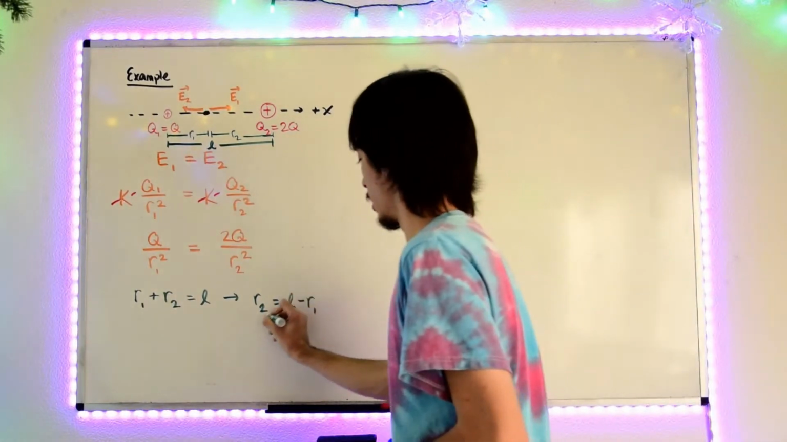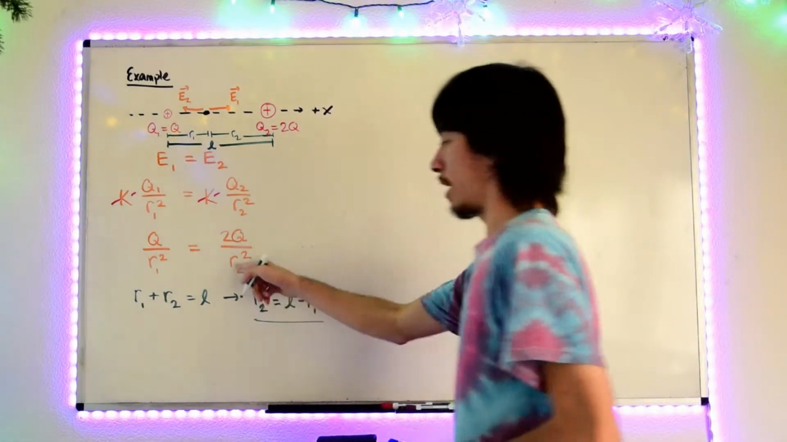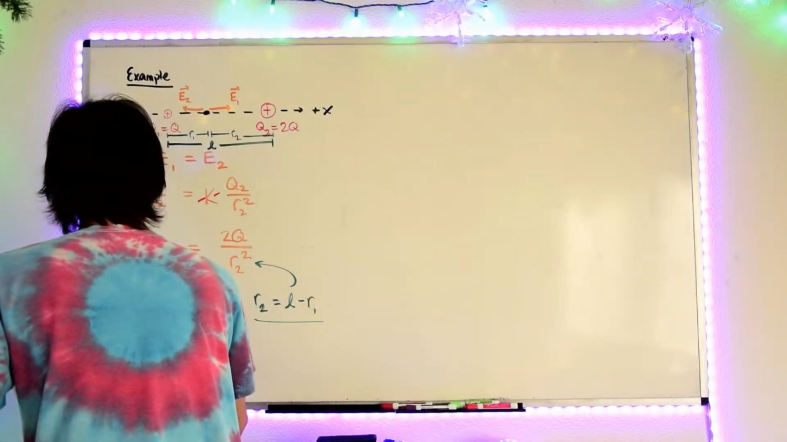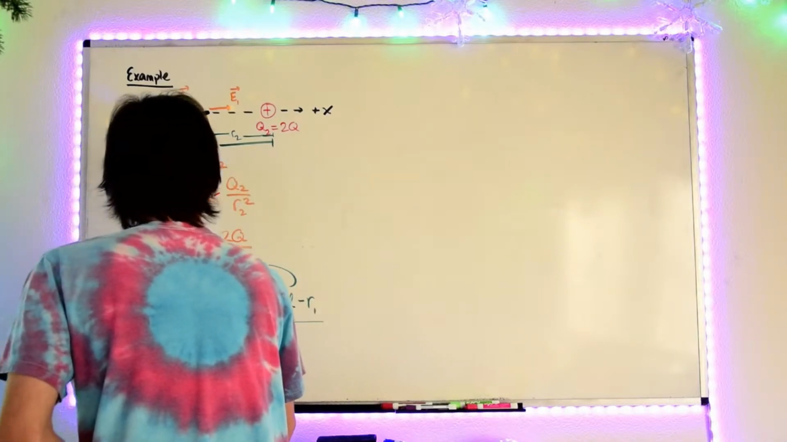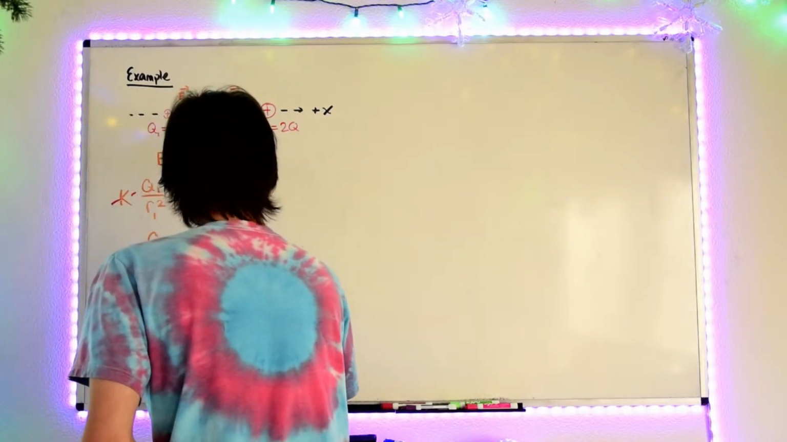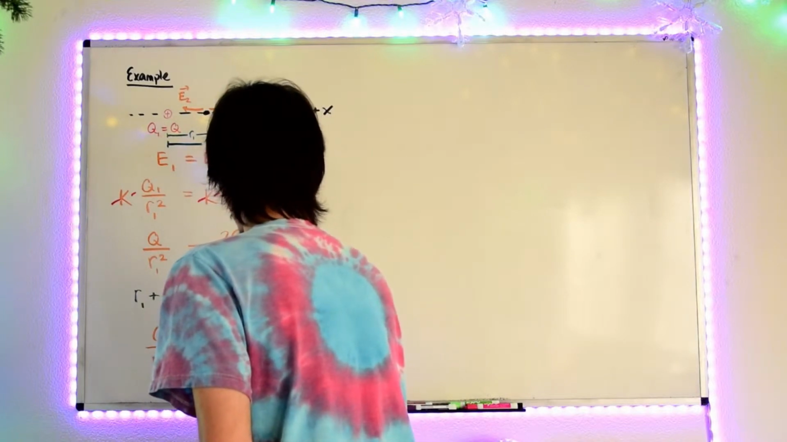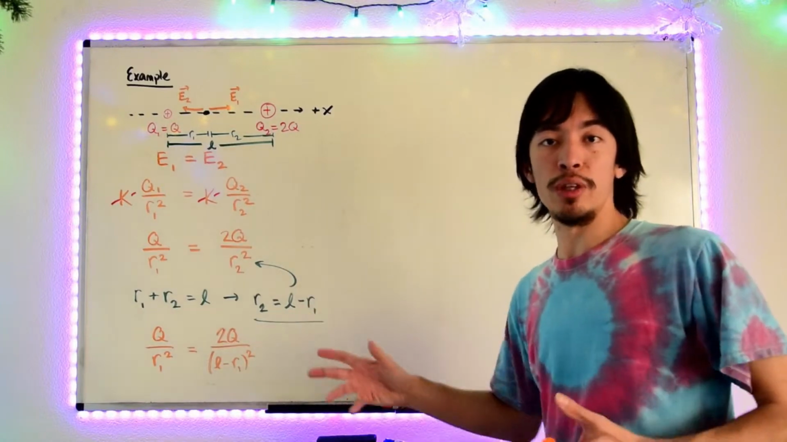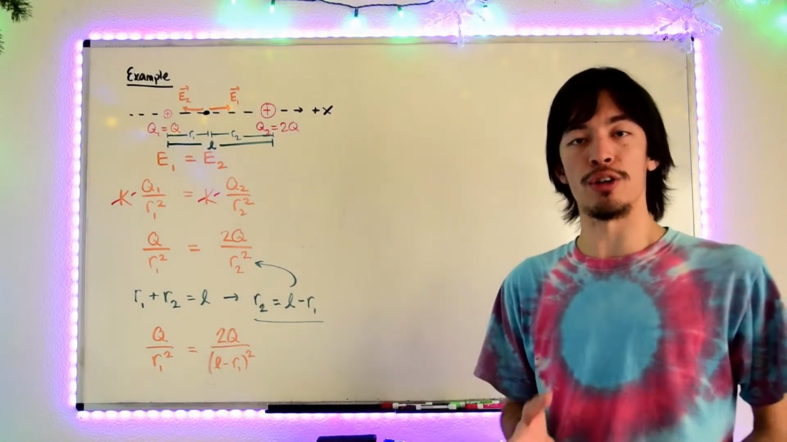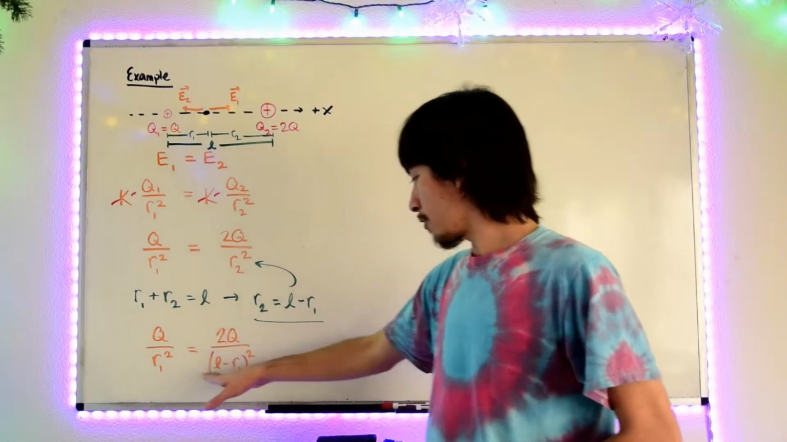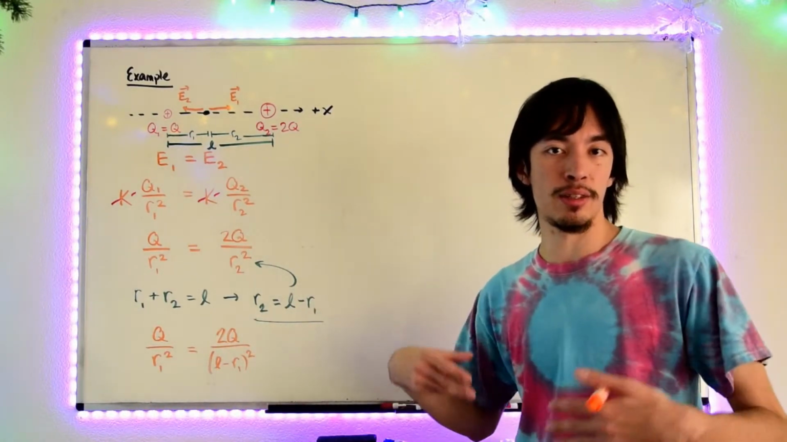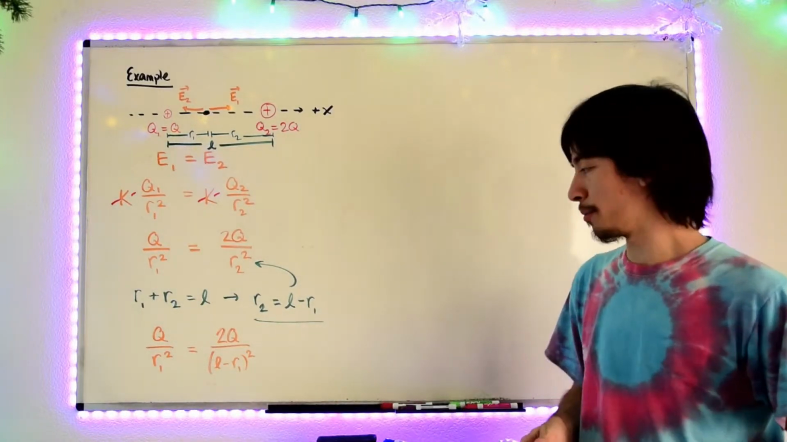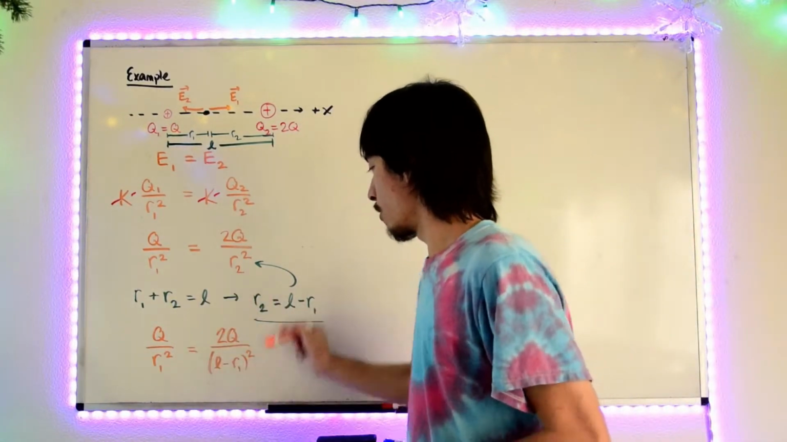We plug this into R2. So we have Q over R1 squared equals 2Q over, and we substitute L minus R1, quantity squared. Okay. So now we don't have to deal with another unknown, R2. We now only have R1. It appears in two places, but it's just one variable. And L is a known value, which is 10 millimeters in the problem. So our goal is now just to solve for R1.